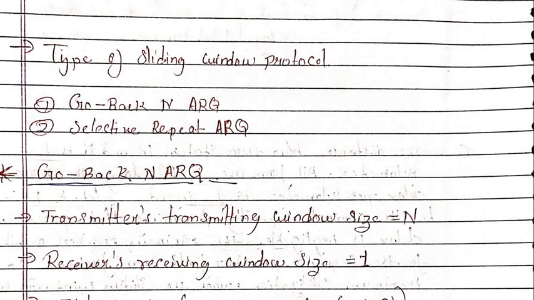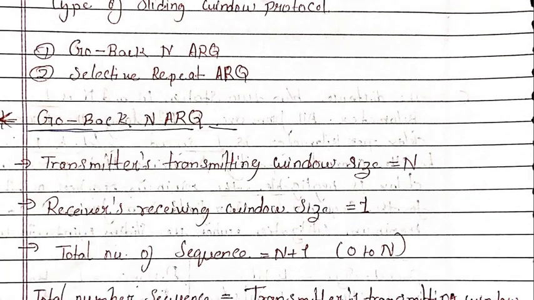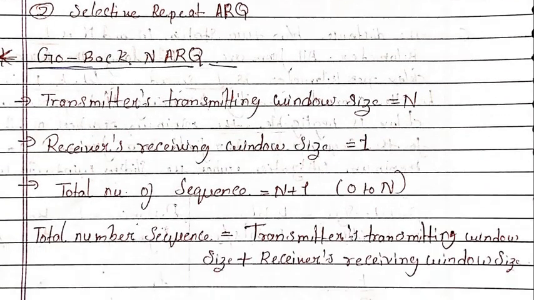In the previous class we learned the sliding window ARQ protocol. The problem in sliding window ARQ protocol is that the receiver end isn't able to detect duplicate frames. The solutions to that problem are Go-Back-N ARQ protocol and Selective Repeat ARQ. These are the two sliding window protocols that overcome the problem of sliding window ARQ. So let's start with Go-Back-N ARQ.